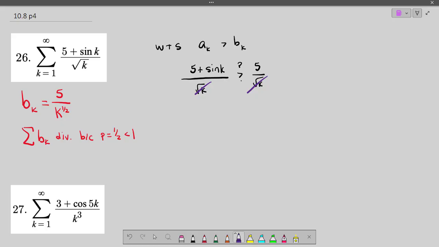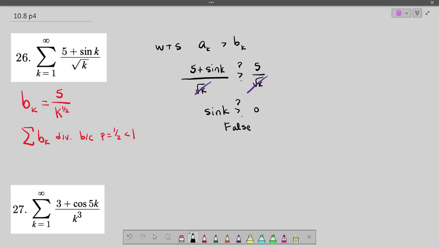Those are positive, so you can multiply both sides. And then when you subtract the 5, you end up with sine k greater than 0. And that's not true, right? Because sine is going to wobble around between -1 and +1. There are values of k that will create negatives. So this is false. So having the 5 didn't help us.